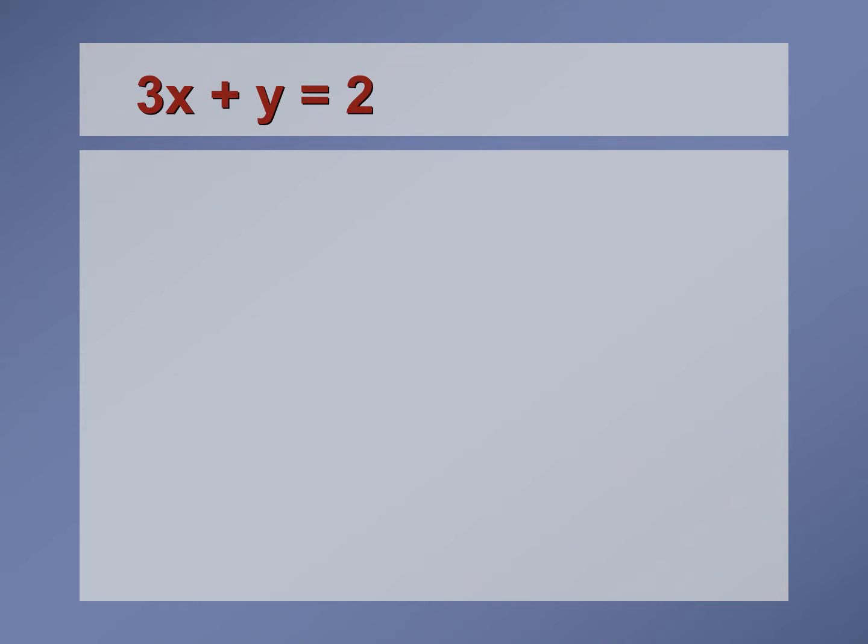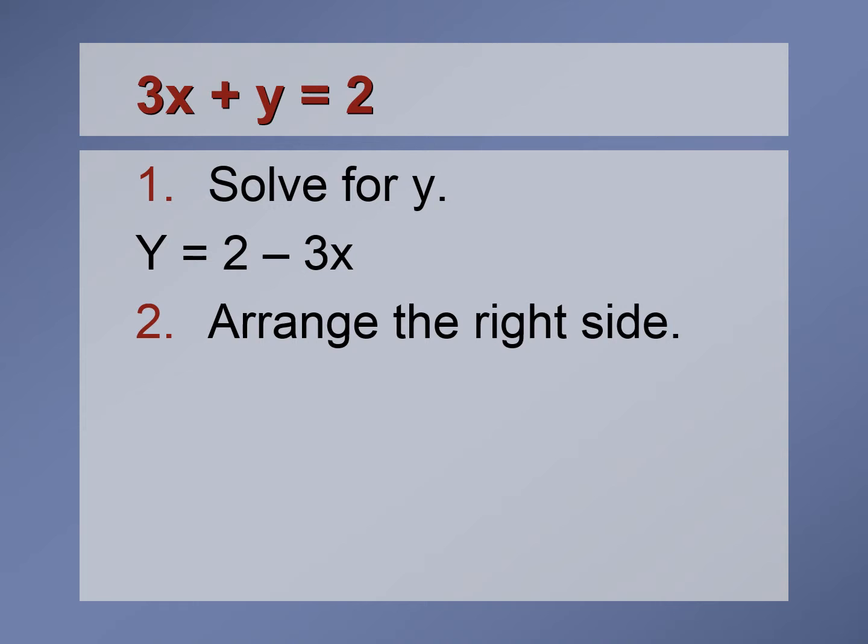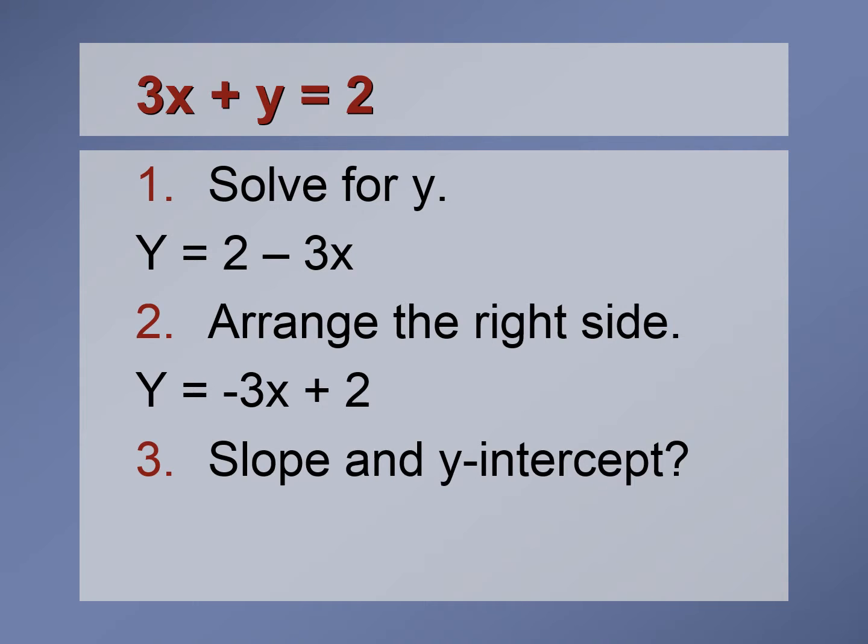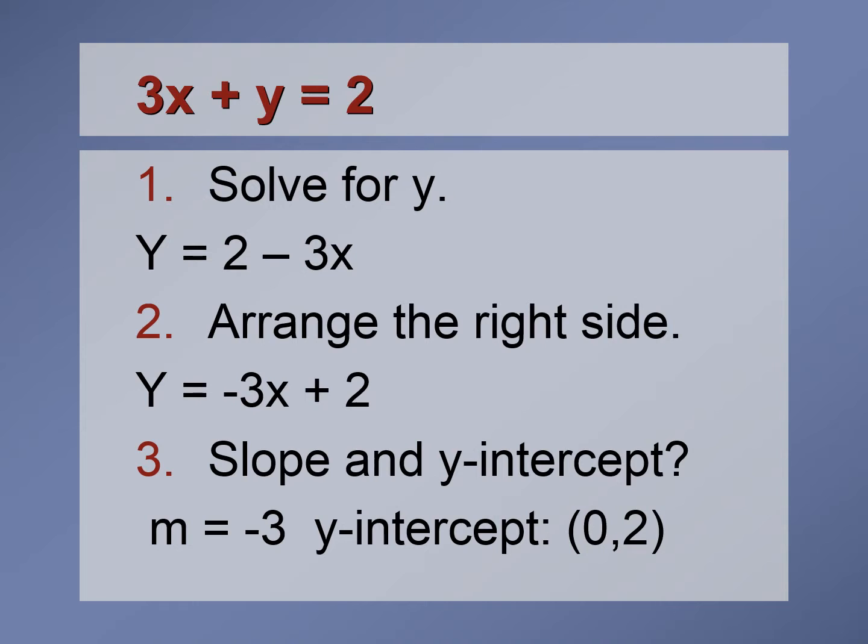So let's do this example. We have 3x plus y equals 2. So we want to solve for y. The first thing we are going to do is subtract 3x from both sides. So now we have y equals 2 minus 3x. Now we want to rearrange the right-hand side, so we'll put the -3x in front. So -3x plus 2. Now we can do our slope and our y-intercept. Our slope is -3 and our y-intercept is 0, 2.